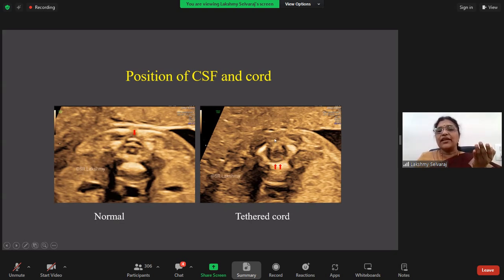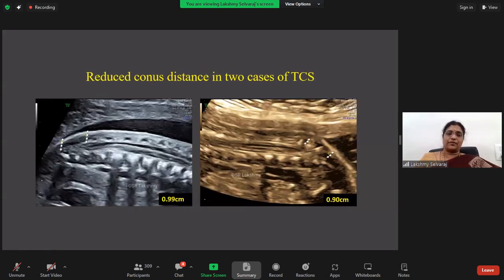The cord is lifted up and attached to the skin, and you see that there is a subcutaneous lesion. Though there is no swelling here, you understand that this is not a normal feature, and you see an isoechoic lesion here where the cord is getting attached to the skin. So that is how you identify a closed spinal dysraphism.